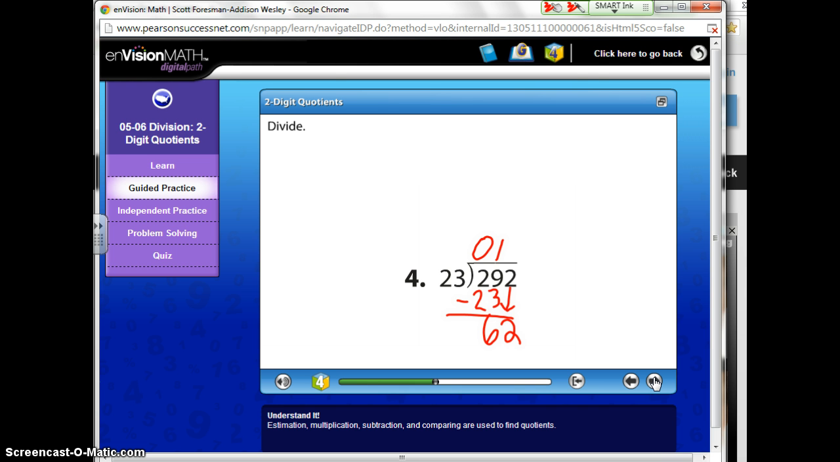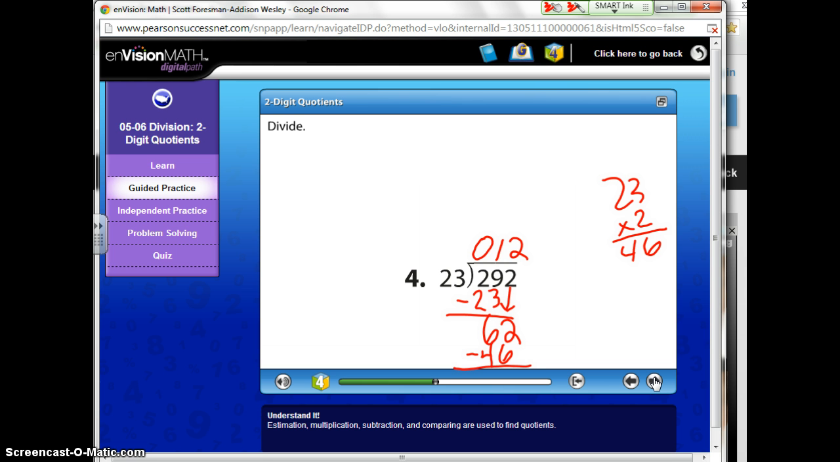How many 23s are there in 62? 2 or 3? Well, okay. If I count by 20s, 20, 40, 60. It's pretty close, except it's 23. So you think that's going to be too many? It's 2. Somebody said 2. 23 times 2 is 46. Will that work?